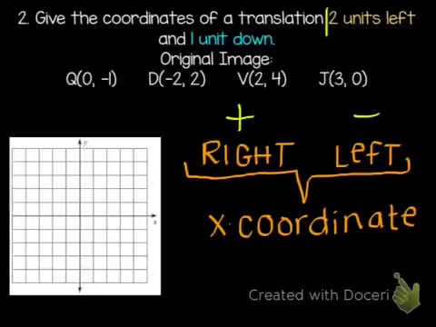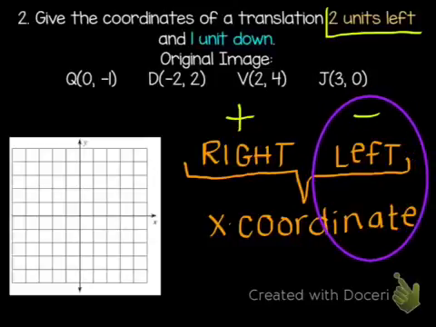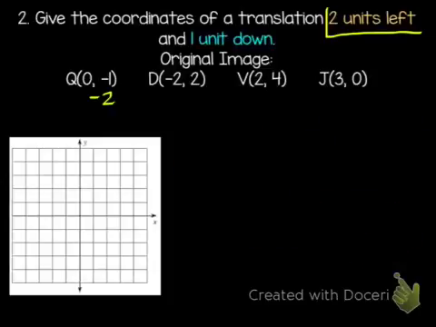So if they want us to do 2 units to the left, we are going to do minus 2 on our x-coordinate. So let me simplify this. For each of these coordinates on the x portion, to move it 2 units to the left, you're going to subtract 2 off of each x coordinate.